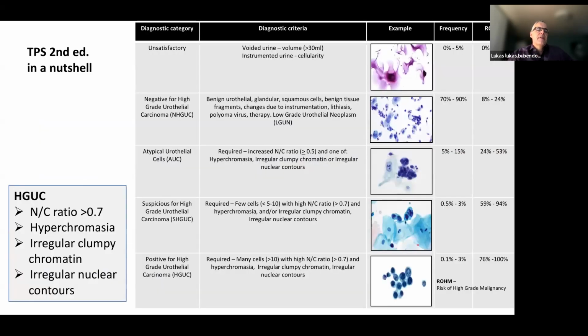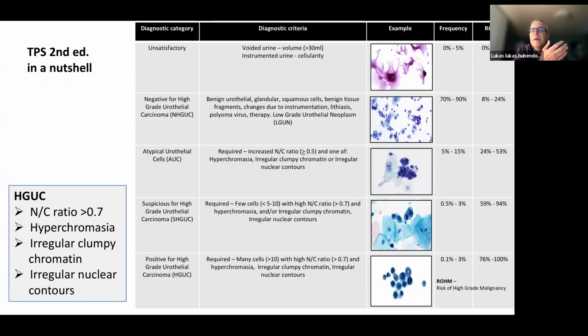In the TPS second edition, there is a nice summary. It's called TPS in a nutshell. It summarizes all the criteria per category, and it also shows on the two right rows the frequency according to the literature and the risk of high-grade malignancy, so of high-grade urothelial carcinoma. That's always important to have an idea what we're saying.